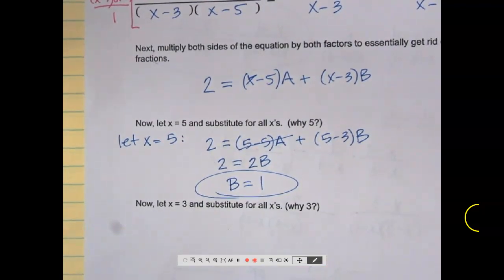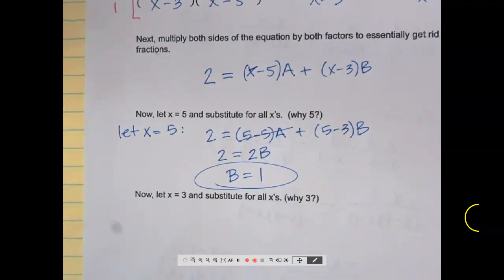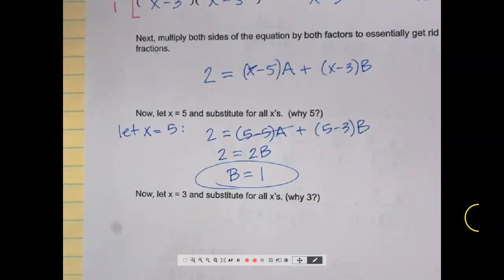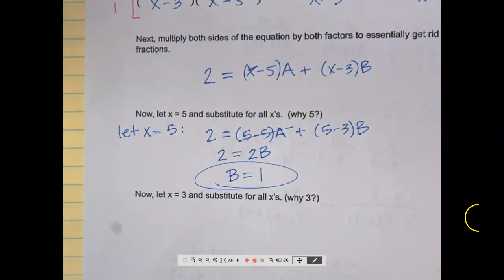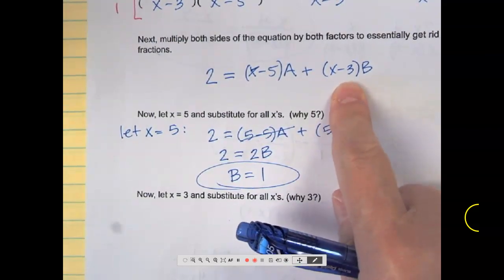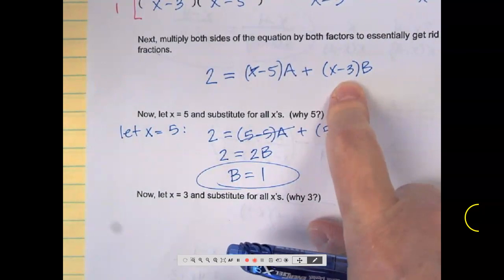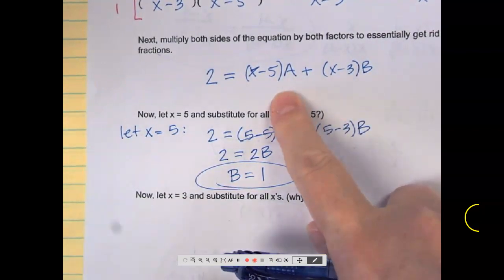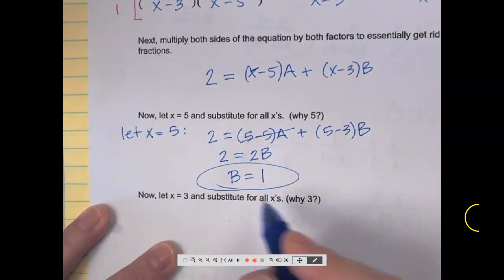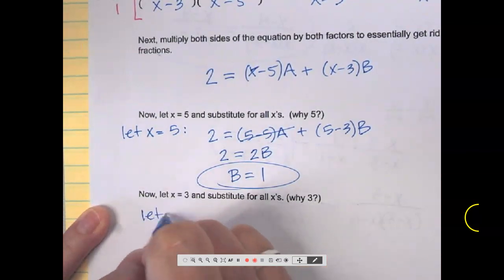Okay, now, I'll hold that question for a second. Okay, so next I'm going to let X equal 3. Why am I choosing 3? Yeah, it's going to drop this other factor out of the equation and enable me to find A. Okay, so let X equal 3.